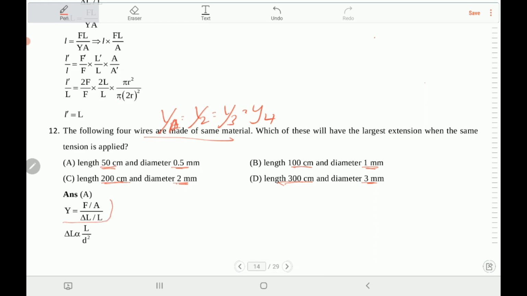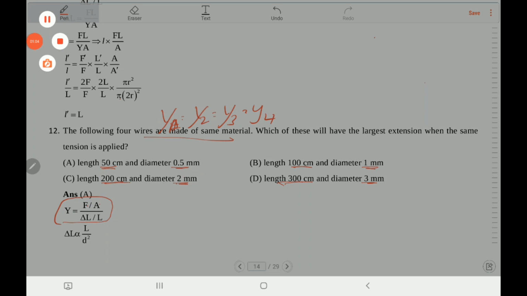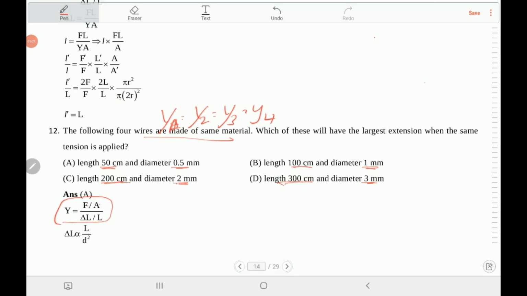We have already given Young's modulus Y equals F by A over delta L by L. It's very simple. When the same tension is applied, it means force is the same, diameter different. You convert this into diameter: F divided by A times L by delta L. Now we can solve one step further. How? Solve for delta L.